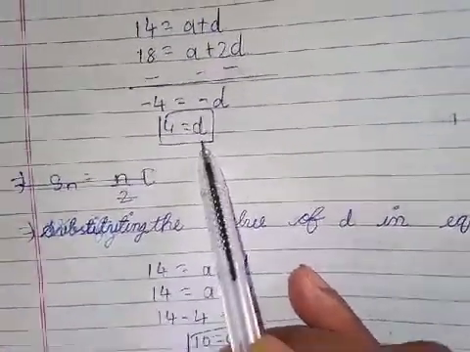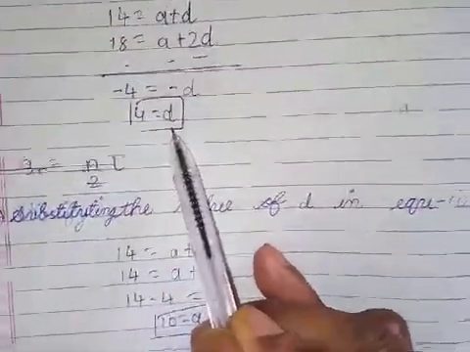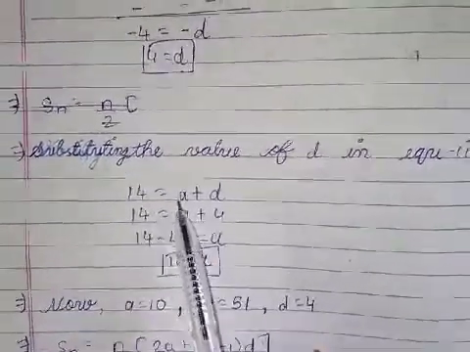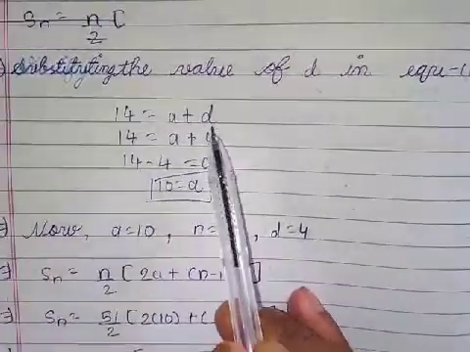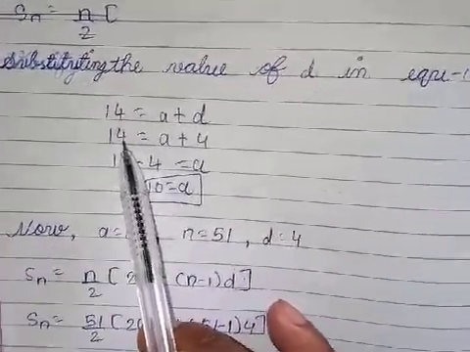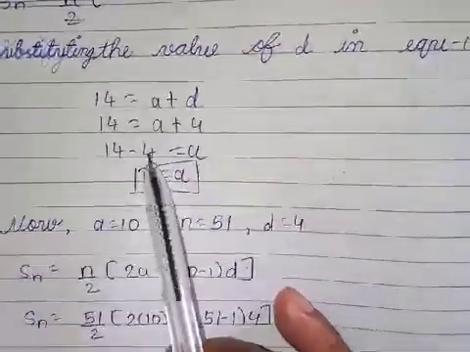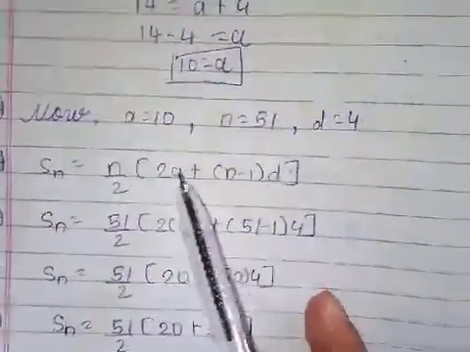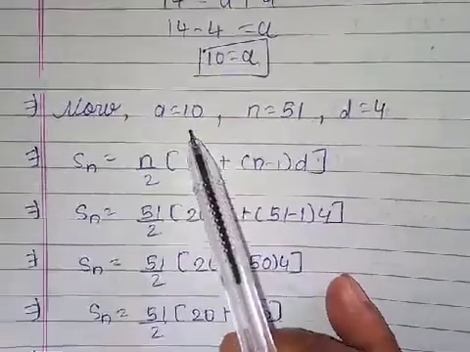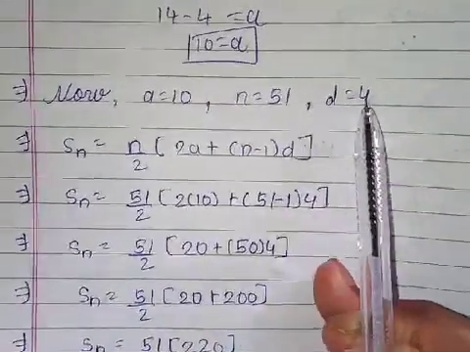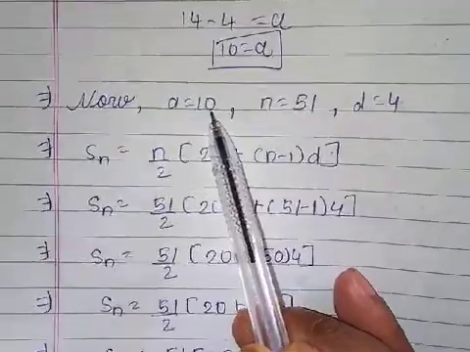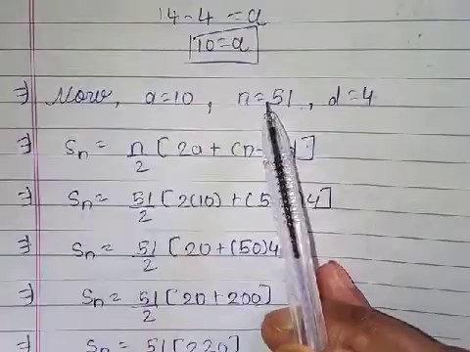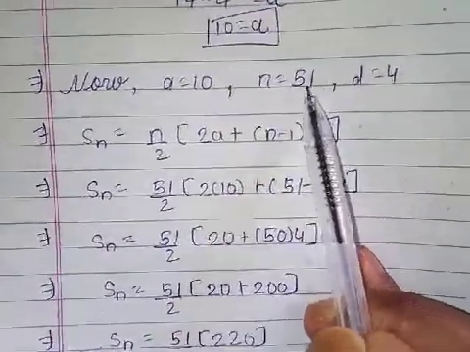So D is equal to 4. Substituting the value of D in the first equation, 14 is equal to A plus D. D is 4. So what will be the value of A? A will be equal to 14 minus 4. So A is equal to 10. Now which term do we have to find? We have to find the sum of 51 terms. So A is equal to 10, D is equal to 4, and since we want the sum of 51 terms, n is equal to 51.